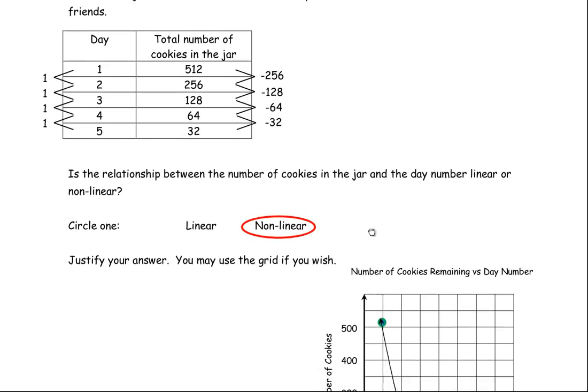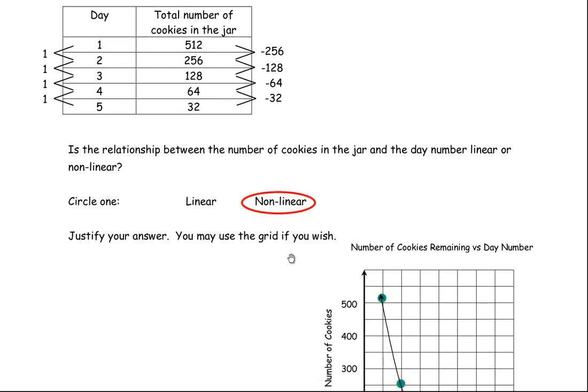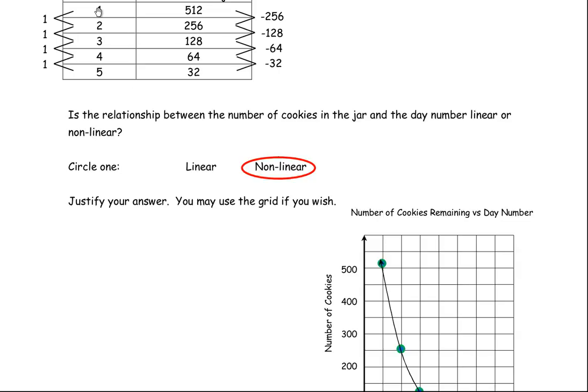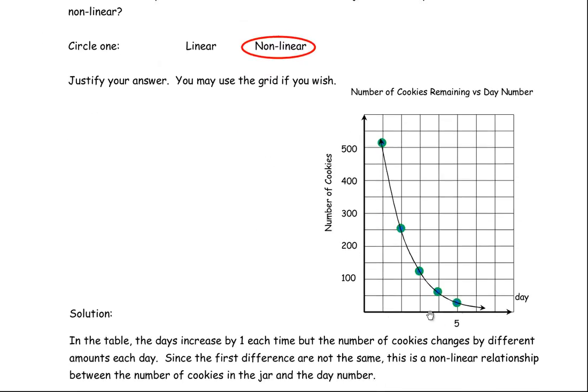So now it says you may use the grid if you wish. So if we plot this, at one day, he's got 512 cookies, you're told. So this is my scale on the bottom here, 1, 2, 3, 4, 5 days. So at day 1, it's at 512. Now, the scale here is each block is 50. So it's 50, 100, 150, 200. So that would be 500, that would be 550. So 512 would be just a little bit above the 500, but quite a bit below the 550 still.